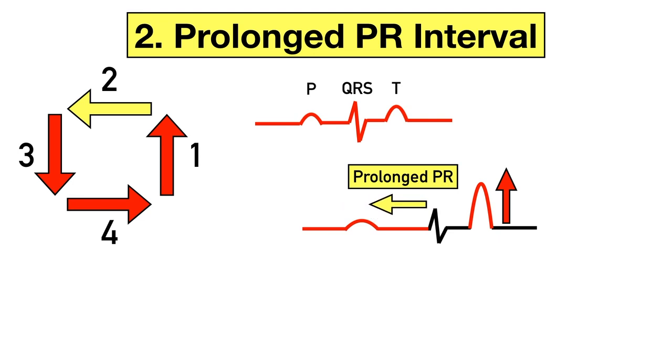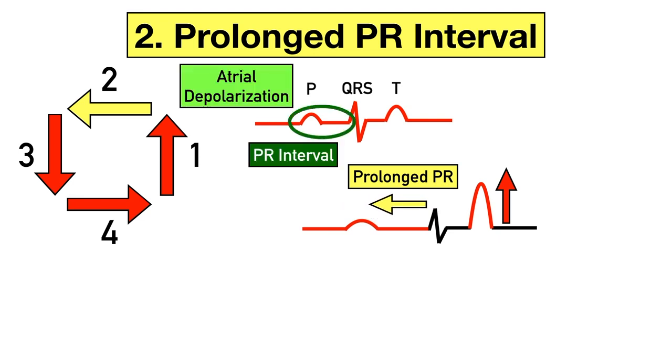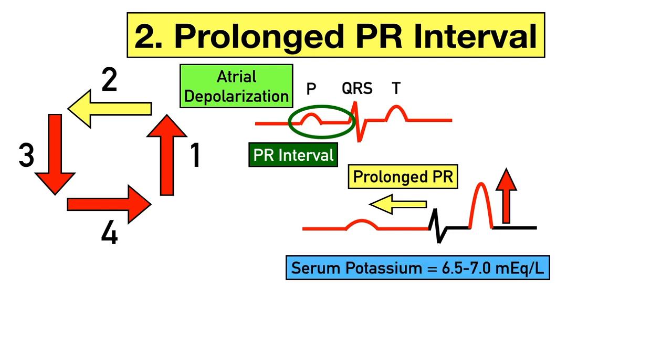Remember from our EKG video that the P wave represents atrial depolarization and the PR interval represents the time from the start of the P wave, which is atrial depolarization, to the start of the QRS complex, which is ventricular depolarization. At potassium levels of 6.5 to 7 is typically when you see P wave widening and PR interval prolongation.